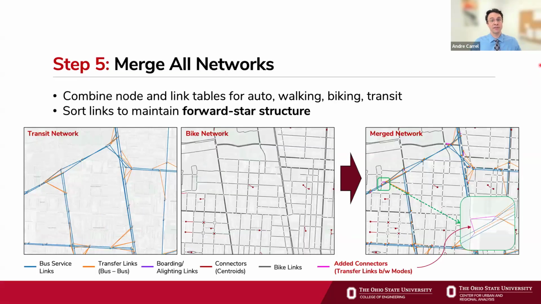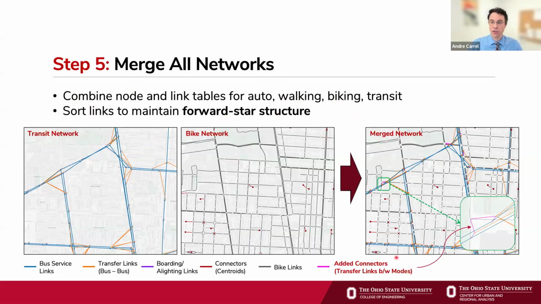So as step number 5 then, this is where we really merge all the networks. We've prepared everything, we've got the connectors, transfer links, and the renumbered individual files. So we're going to merge all the networks here by combining the node and link tables into one single table, for instance, auto, walking, biking, and transit. We do need to sort the links to maintain a forward star structure so that we maintain a routable network.